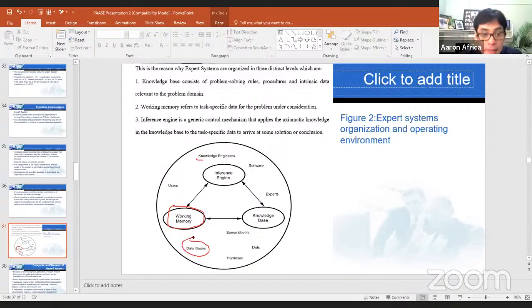Then we have the inference engine. It's a generic control mechanism that applies the appropriate knowledge. What the inference engine does is apply task specific data to arrive at a conclusion. Basically, this is where our algorithm is.